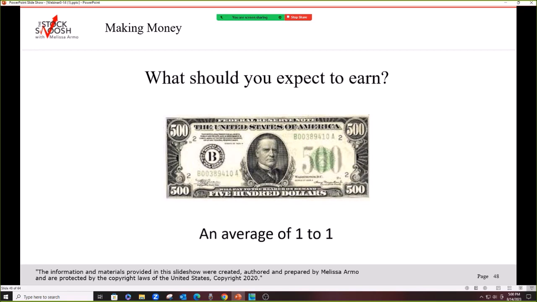Buy it at $1 into the open. Put a sell order at $1.50. Walk away. If it fills, it fills. It's a day order. It's a cancel. It'll cancel out if it doesn't fill.